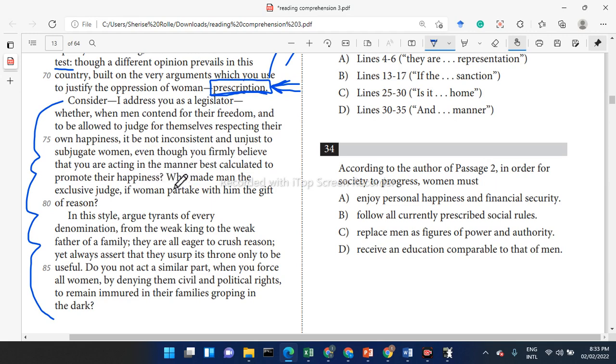Then she asks the question, who made man the exclusive judge, if women partake with him the same gift of reason? I like that. That's powerful. That's powerful right there. I like that.